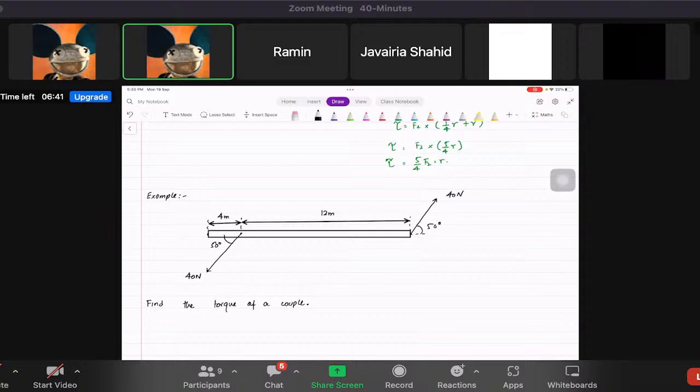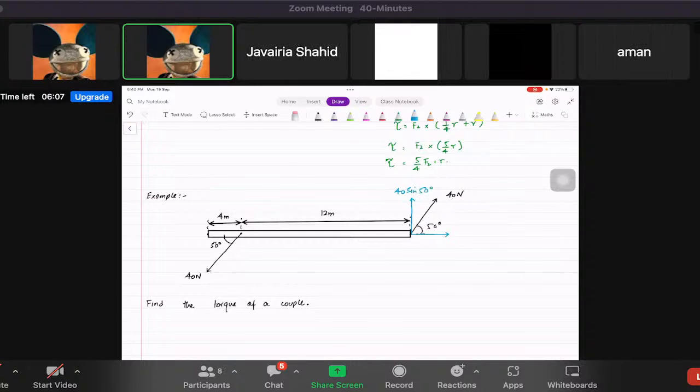Now, the issue with this question is that we do not have a perpendicular distance between them. So to do that, we have to find the components. How do we find the components? Those who have done scalar vectors at school can understand. One is the horizontal component, one is the vertical one. So this would be 40 sine of 50. You just need to find one of them because we know the distance between two forces would be 12, but we needed the perpendicular distance, so we found the perpendicular component.